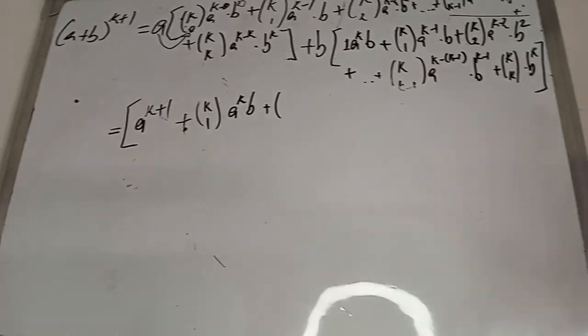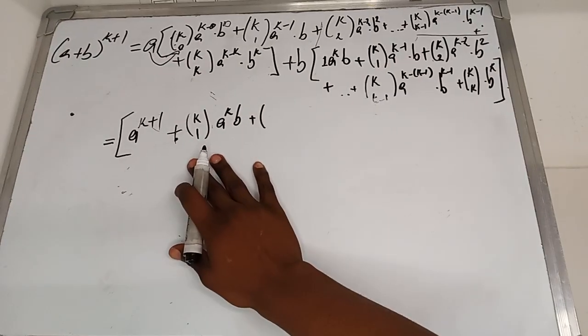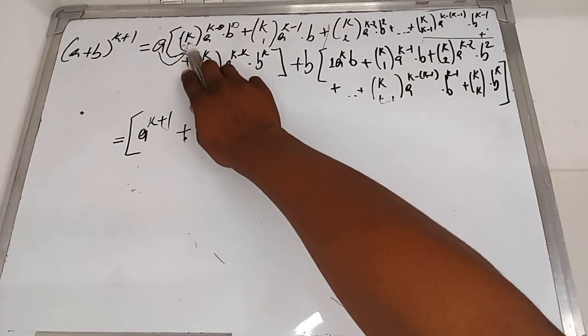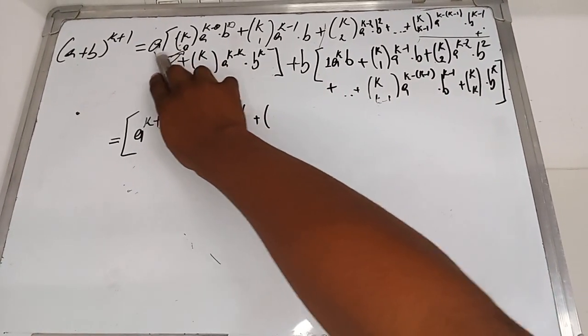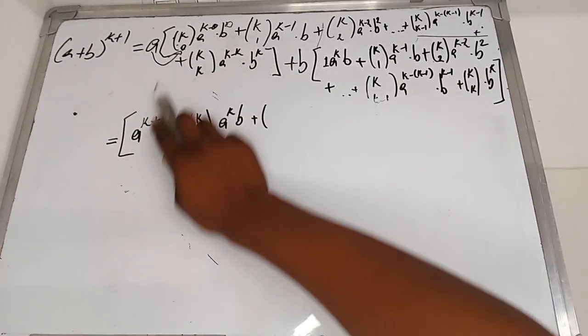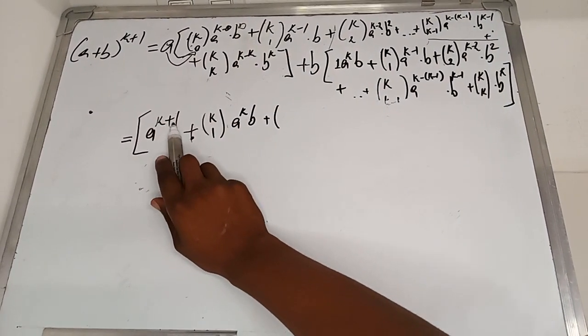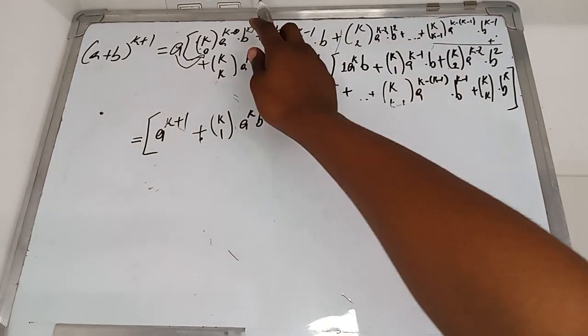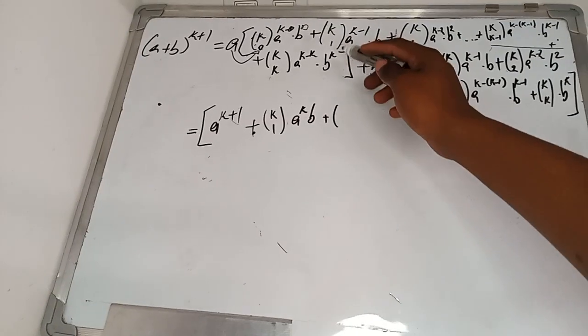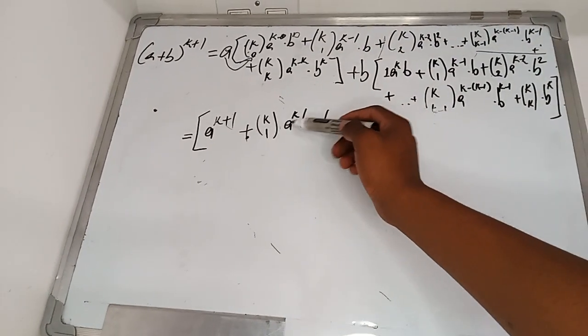Okay, how did I get here? I said a, since k choose 0 is 1. Then I said a times a to the power k gave me k plus 1. Then b to the power 0 is nothing but 1. Then again, k choose 1, this is k choose 1.